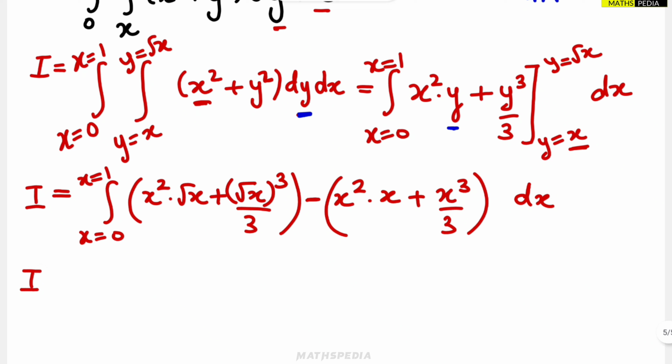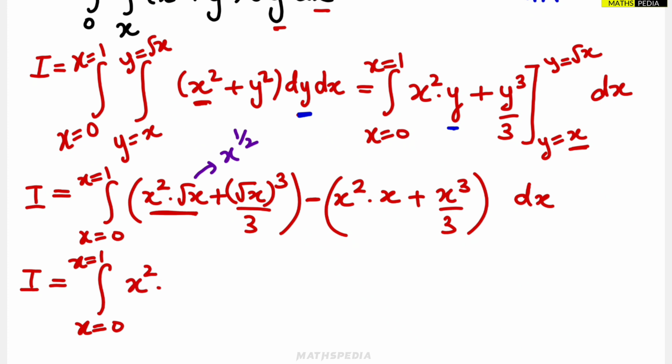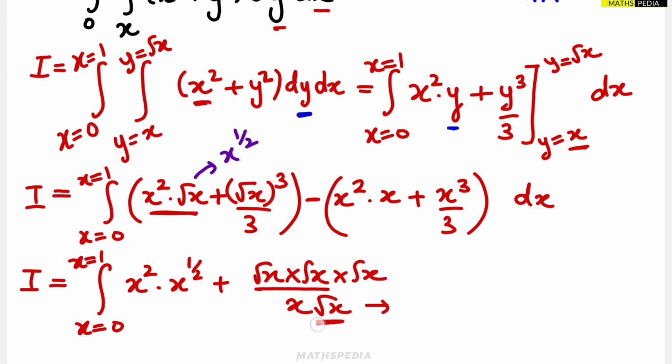We have to do the simplification here. So it becomes integration of x equal to 0 to 1 as it is. Now we have to simplify this. So here x square into x power 1 by 2 plus root x power 3. What's the meaning of that? Root x into root x into root x. Root x into root x is what? x. Then one more root x has come. Now this particular root x can be written as what? x power 1 by 3. So x into x power 1 by 3.